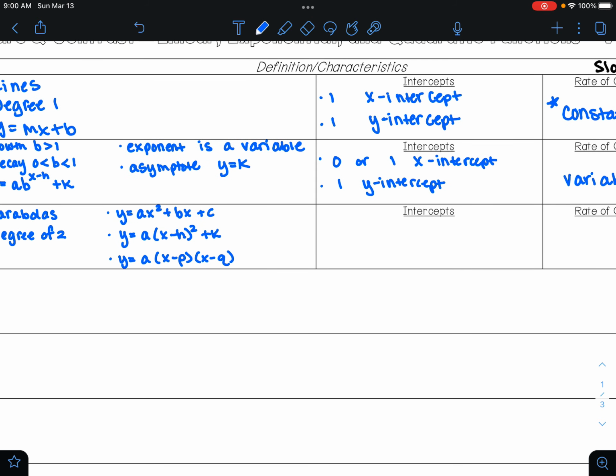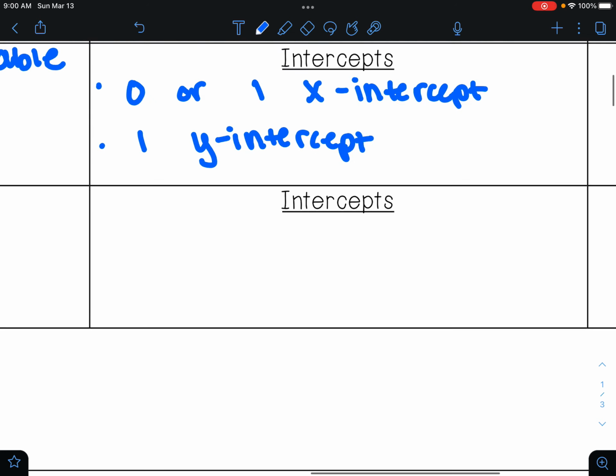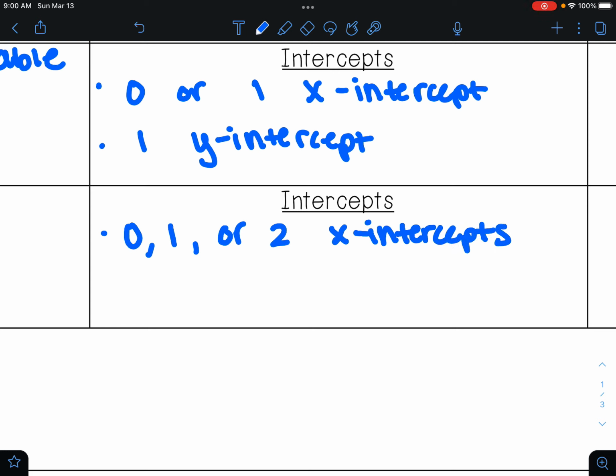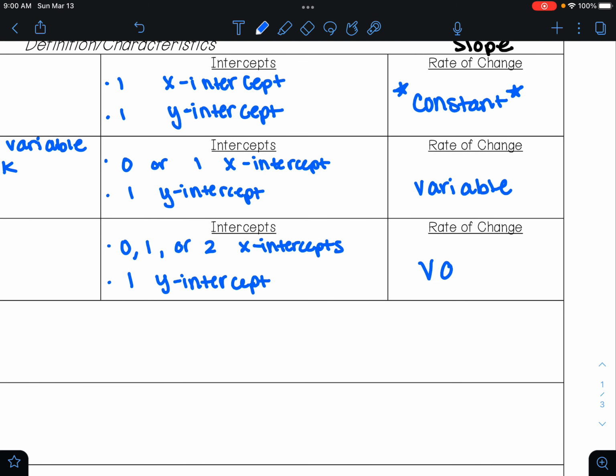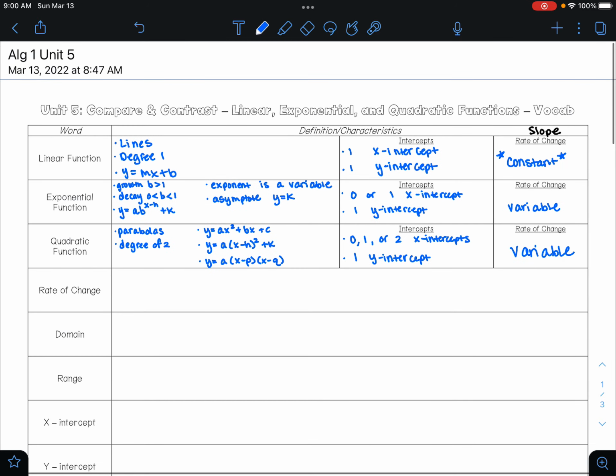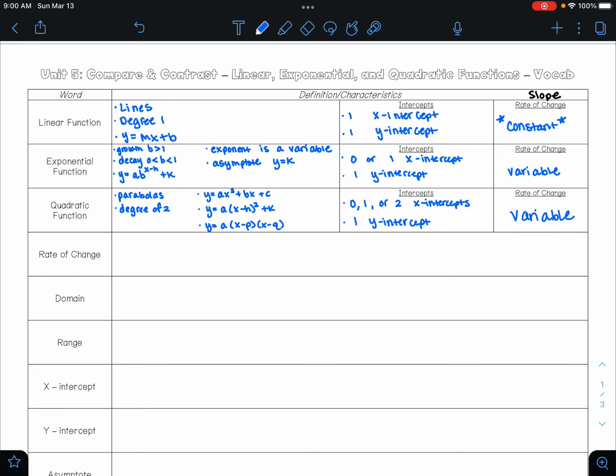For your intercepts, you could have 0, 1, or 2 x-intercepts. And you will always have 1 y-intercept. And your rate of change for quadratic functions is also variable. It will change depending on what 2 points you pick.